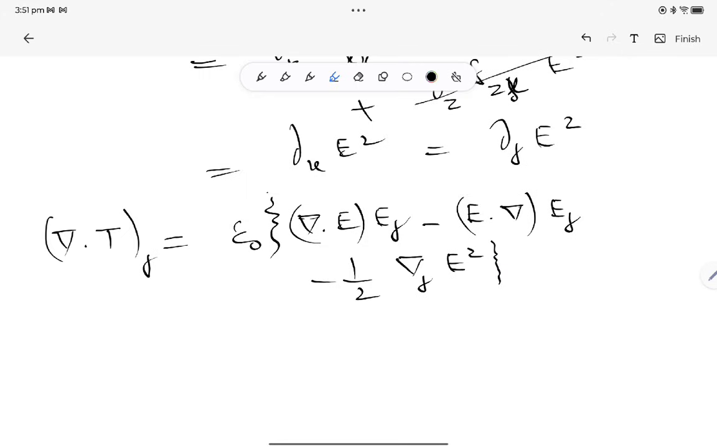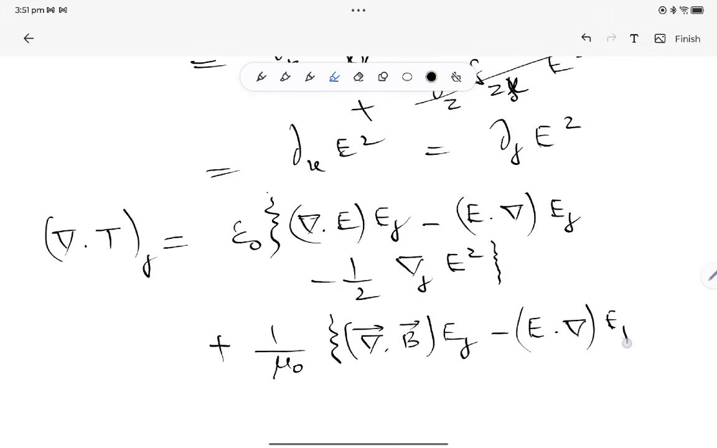Then we have the magnetic term. Exactly this, we will get terms of this type, but with one difference: we have to write 1 by mu naught, then del dot (b_j b), minus b dot del b_j, and then minus 1 by 2 del_j of b squared.